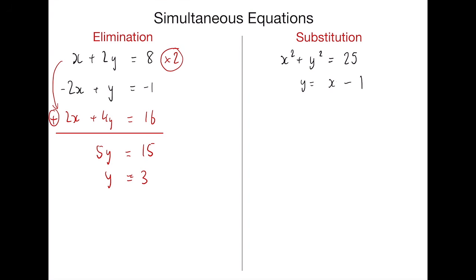Now what we then do is we have to use the y equals 3, substitute it back into one of the equations to get the other answer.